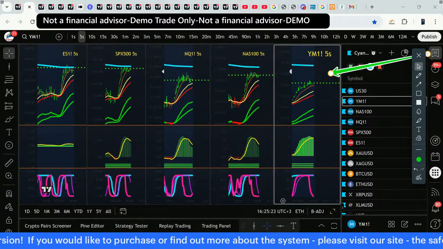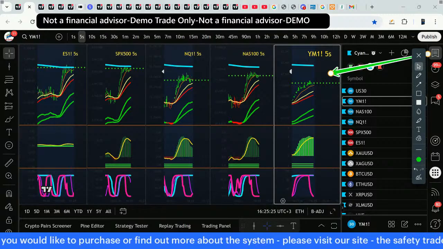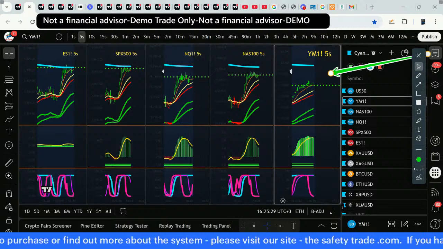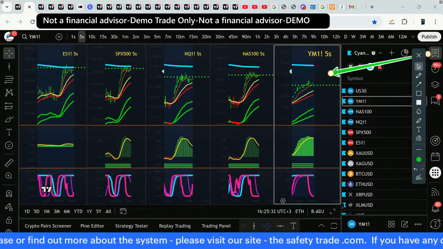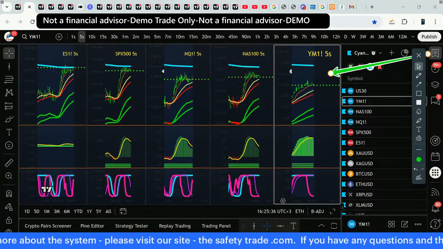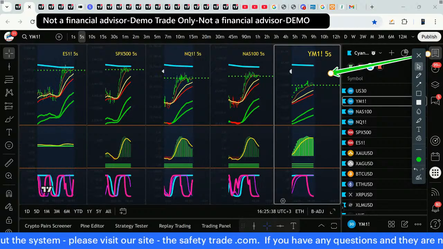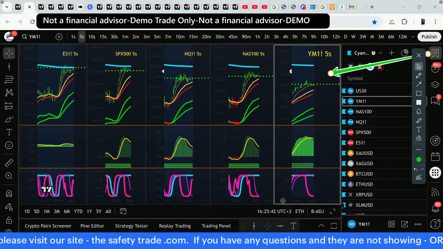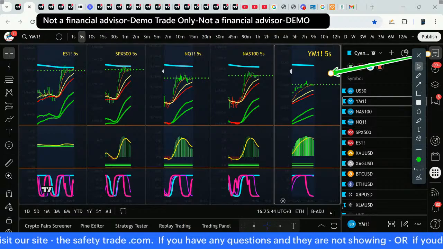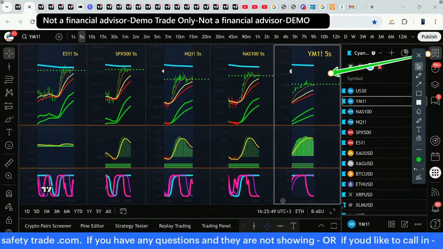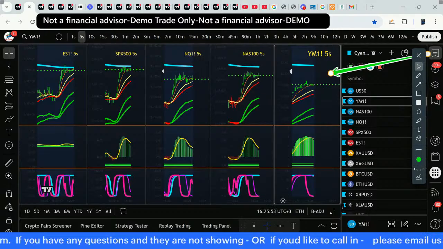Demo trade only. I am not a financial advisor. Ricochet, buy stop, ES1. Back to the blue line, SPX 500. To the blue line, NQ1 and NAS. To the 5 second blue line, YM1. Demo trade only. I am not a financial advisor.